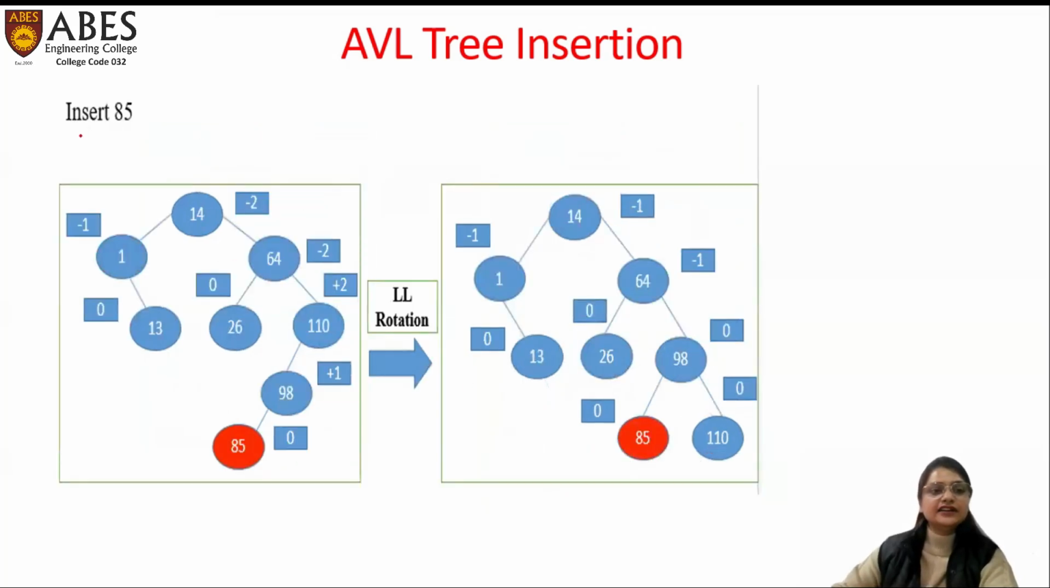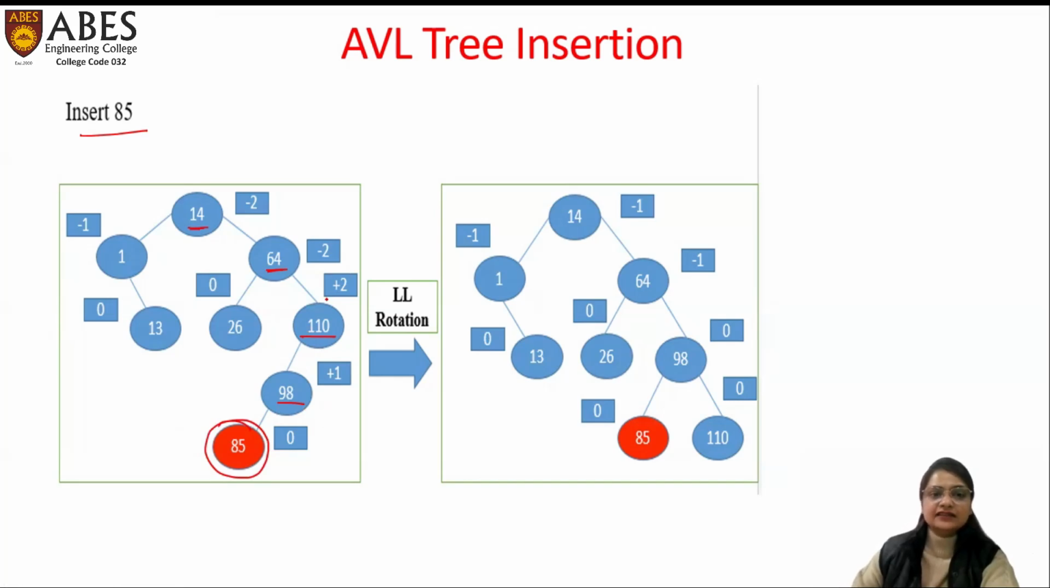Now I'll insert the new element, which is 85. For 85, it will go to the right. For this, it will go to the right. For this, it will go to the left. For this, it will go to the left. Then 85 will come here. Okay. Now I'll calculate the balance factor of each node.